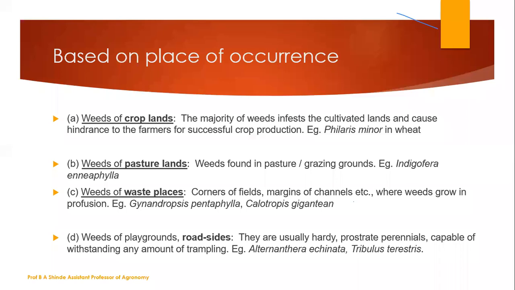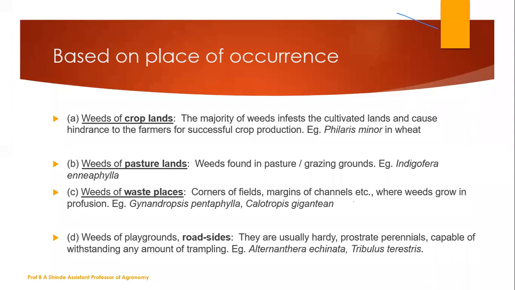Then the weeds of the waste places. The waste places are like the corners of the fields, that is the bunds, then the margins of the channels, where the weeds grow in profusion. Gynandropsis, Parthenium, Phyla, and Calotropis gigantea or Calotropis procera are such weeds which are observed in those areas or waste places.